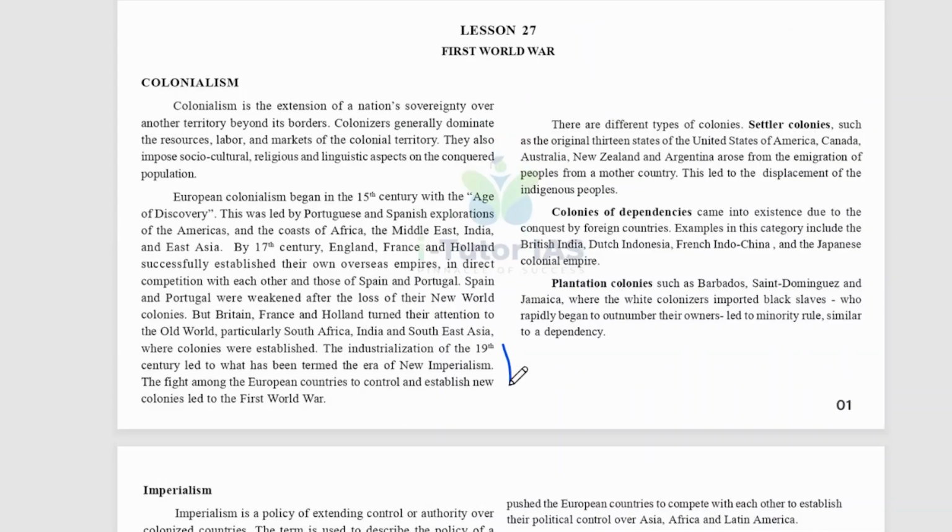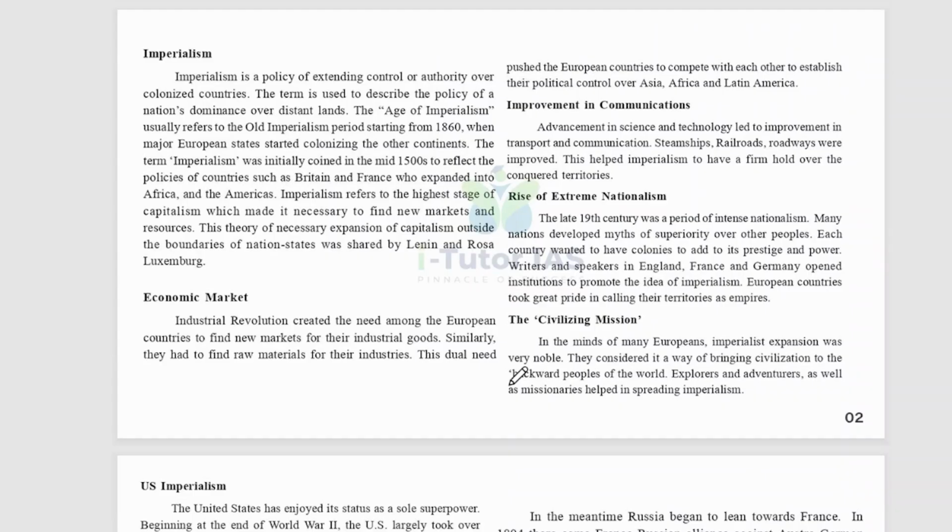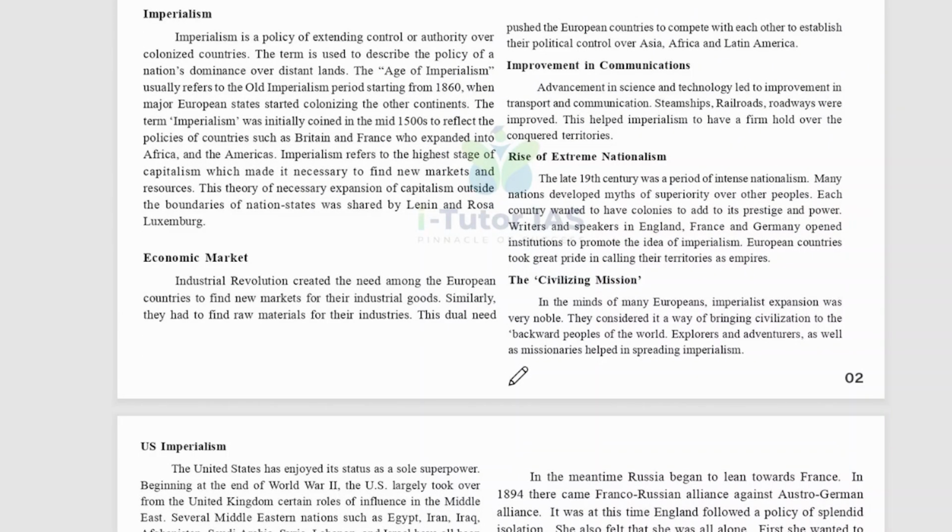Okay, so this is about colonialism. And imperialism. Imperialism is a policy of extending control or authority over colonized countries. The term is used to describe the policy of a nation's dominance over distant lands. The age of imperialism usually refers to the period starting from 1860, when major European states started colonizing other continents. And the term imperialism was initially coined in the mid 1500s to reflect the policies of countries such as Britain and France, who expanded into Africa and America.